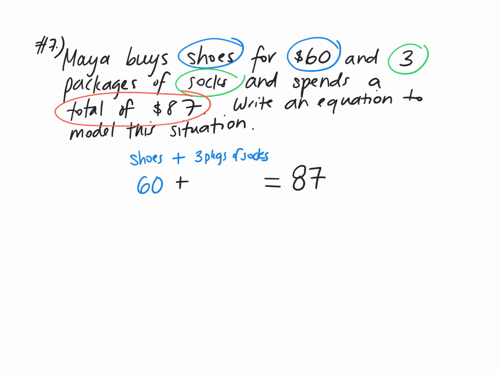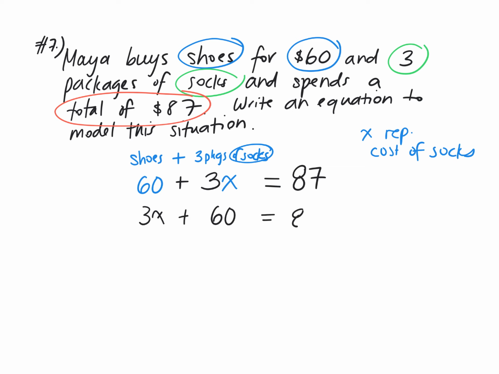So how would we represent that if we don't know the cost of the socks? We can call it X. X will represent cost of socks. Excellent. So we're going to multiply the cost times 3. Does that make sense? It's 3 times the cost. We don't know the cost. That's X. Is everyone okay so far? So we can write this as 60 plus 3X, or we can write this as 3X plus 60. Does it matter what order I write that in? No. Equals 87.